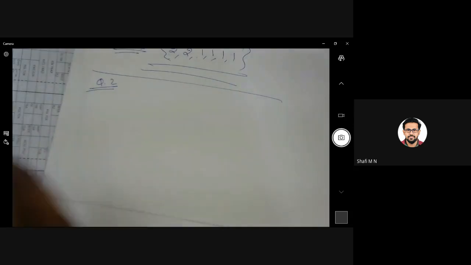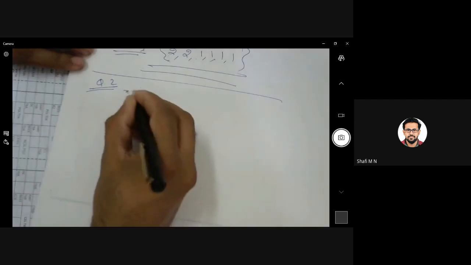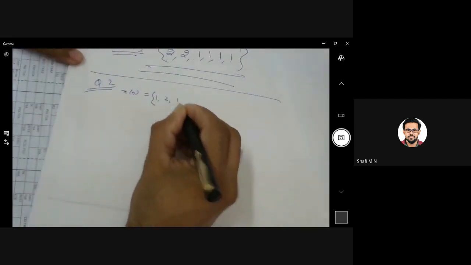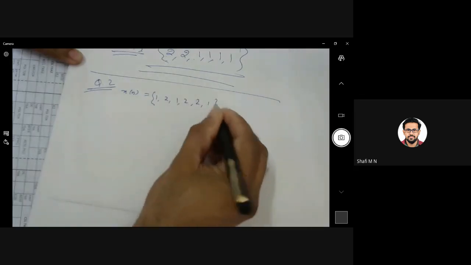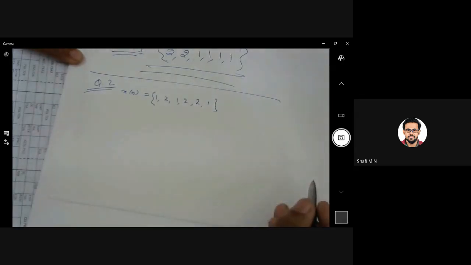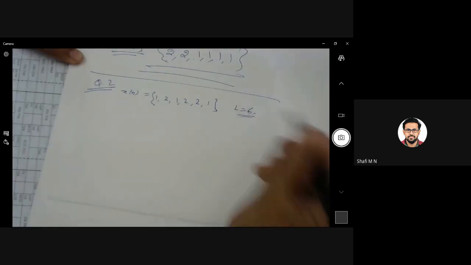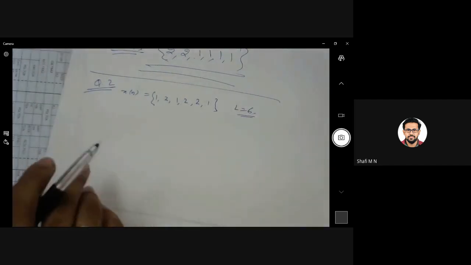So consider a sequence x of n. You have to consider a sequence x of n like this: 1, 2, 1, 2, 2, 1. So the length is 6: 1, 2, 3, 4, 5, 6. Length of the sequence is 6. Hope you are noting down.